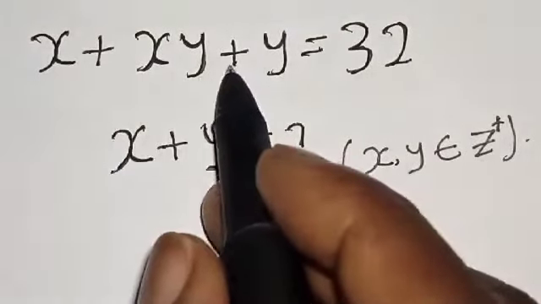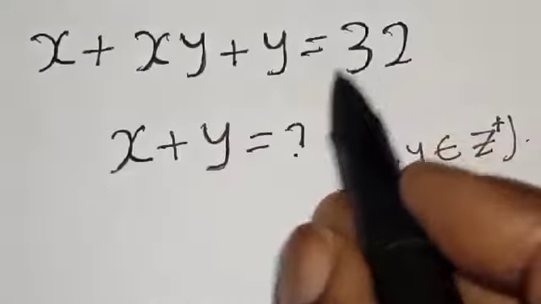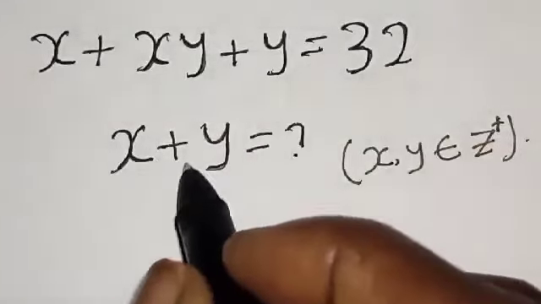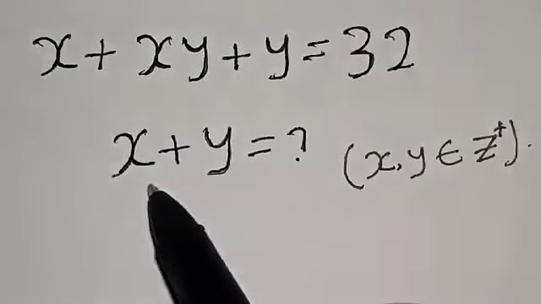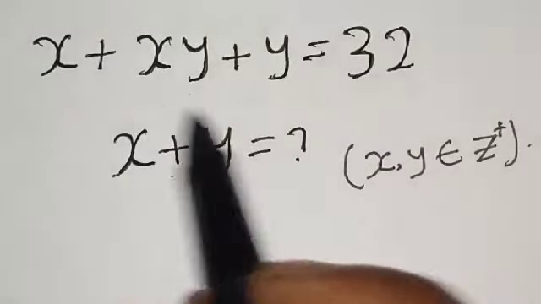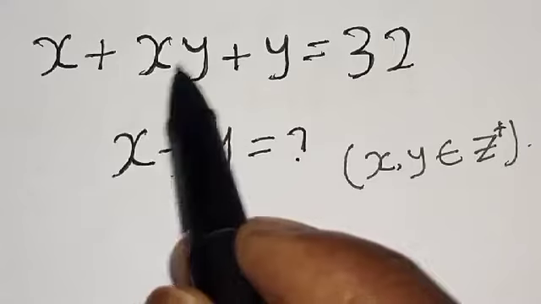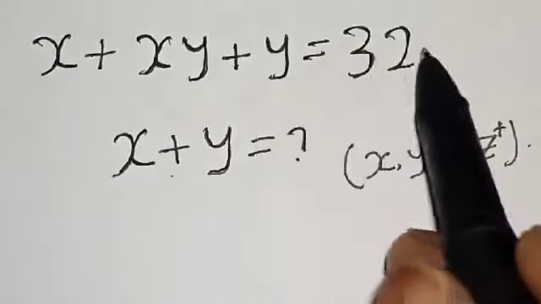x plus xy plus y is equal to 32. Then what is the value of x plus y? Hi everyone, welcome to my class. In this class, we want to find the value of x plus y from this given equation: x plus xy plus y is equal to 32.